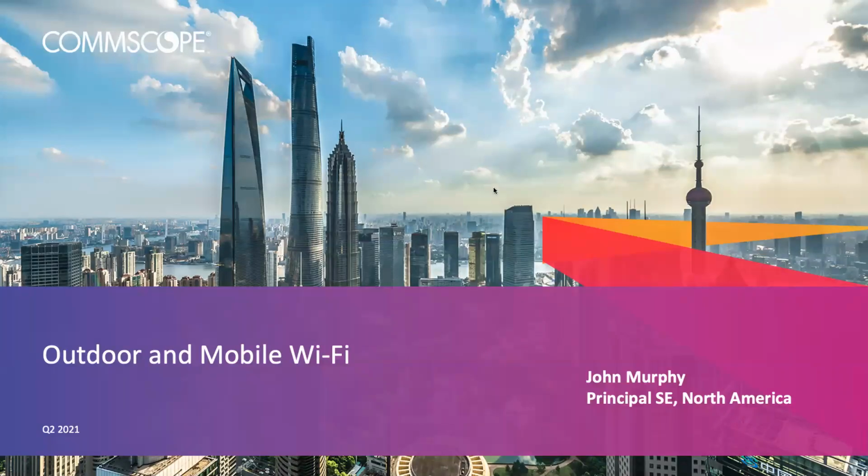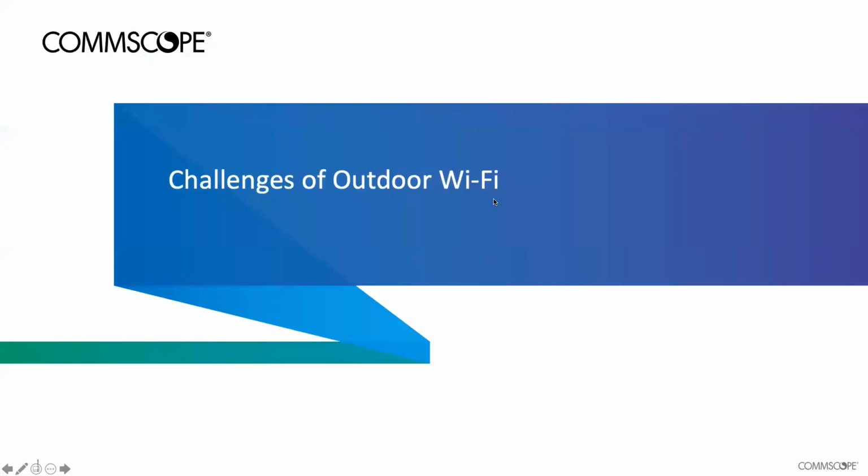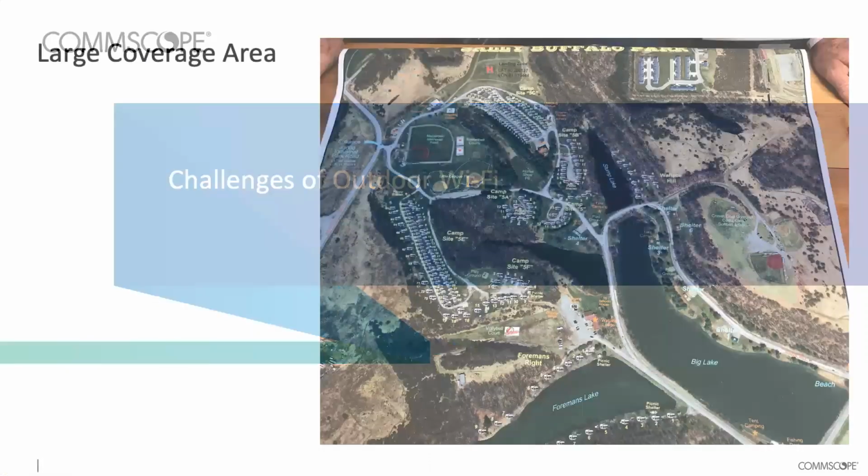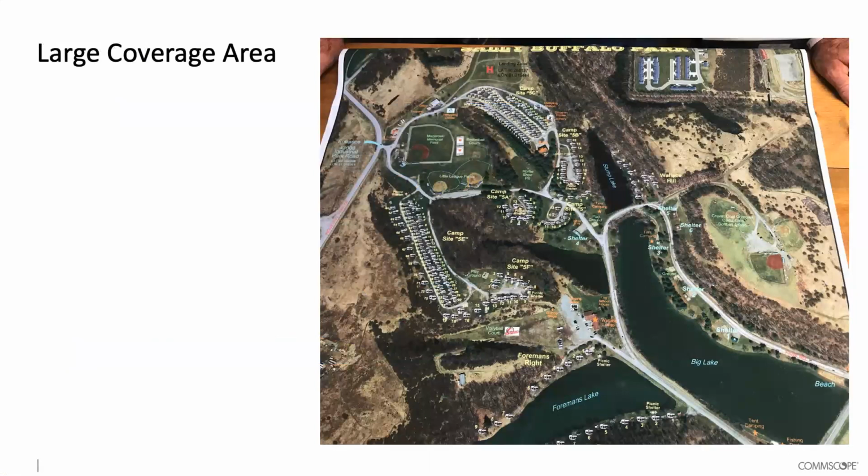We're back. Okay, so the first thing I want to talk about is some of the challenges of outdoor Wi-Fi. First of those is oftentimes when we're talking about outdoor coverage, we have very large coverage areas. So one example of that is something like a campground. This is a common use case that we see for outdoor Wi-Fi.